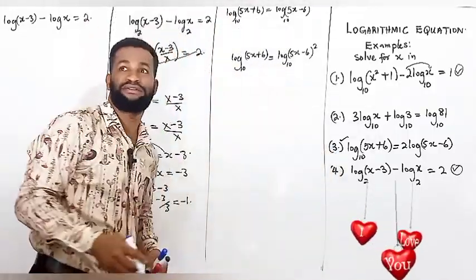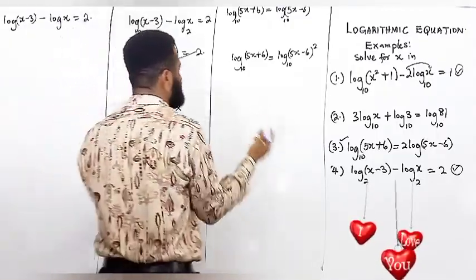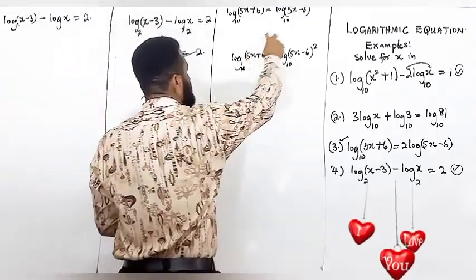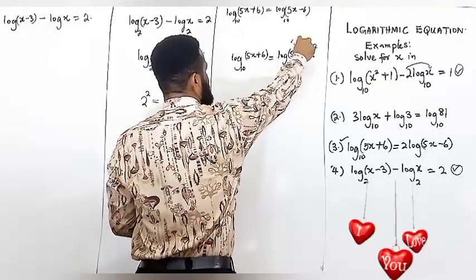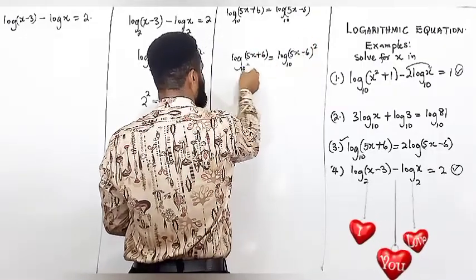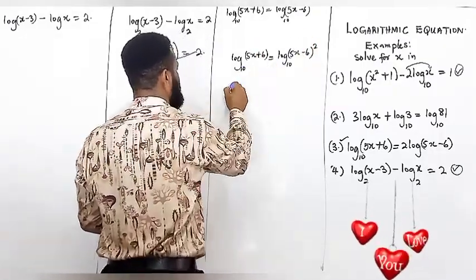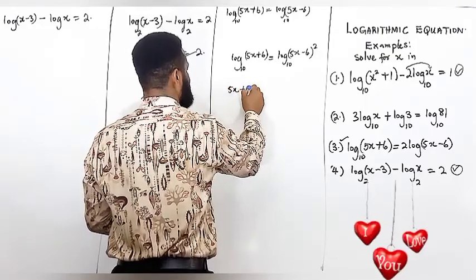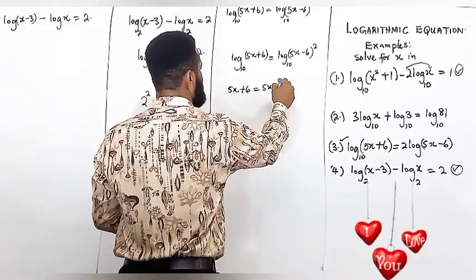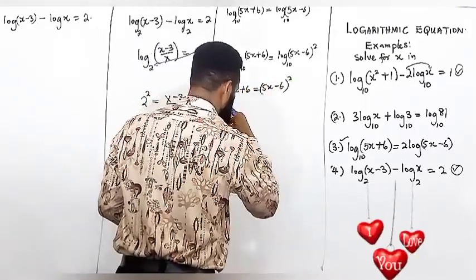So they will cancel out. Not cancel out, you really compare. This value must be equal to this value if they are the same base. So I have 5x plus 6 is equal to 5x minus 6 all raised to power 2.